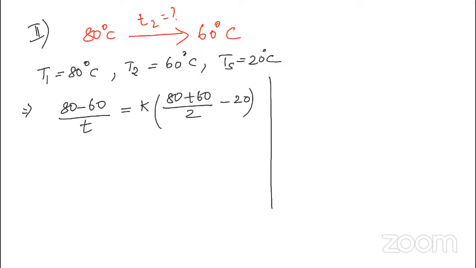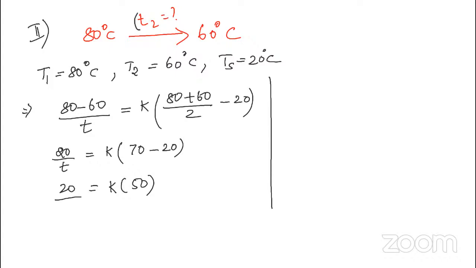So here it is 20 by t, which should be equal to k into, here it is 140 by 2, that is 70, minus 20. So here we have to subtract: k into 50, that is 20. The change in temperature here we have to calculate, that is T2, no? So you put T2.